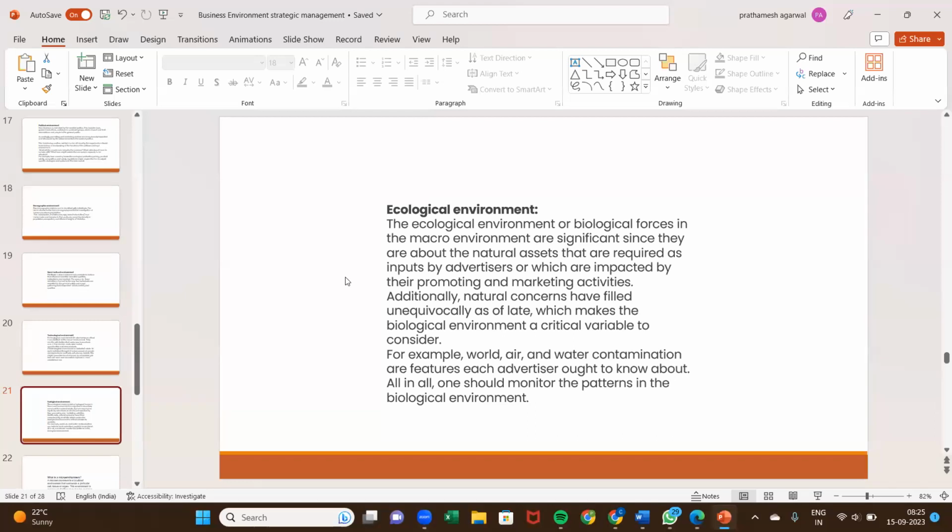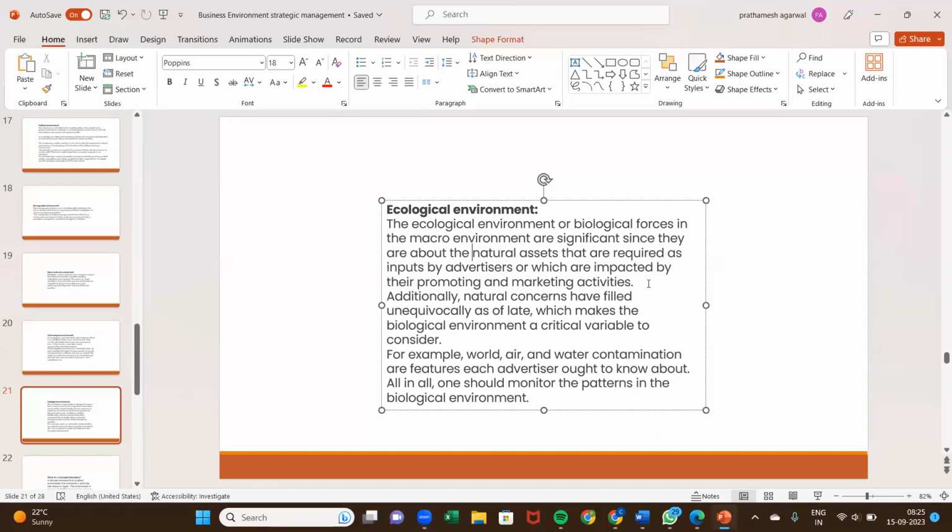Then ecological environment. Ecological environment means all whatever is there in nature, that is ecology. We stay in an ecological environment or biological forces in which the macro environment are significant since they are about the natural assets. Now, any company for that matter has to do a CSR activity because somewhere we are considering that we are using the ecological environment that are required as inputs by advertisers or which are impacted by their promotion and marketing activities. Can you say how come they're impacted by marketing activities, ecological environment? Any idea?